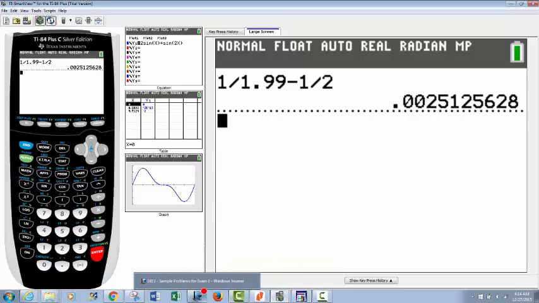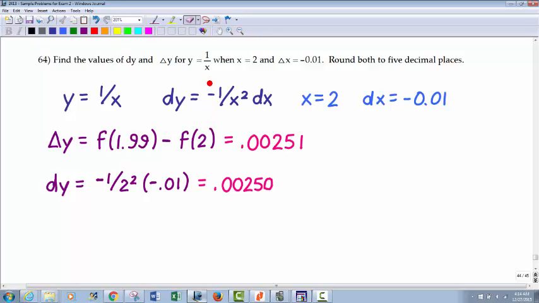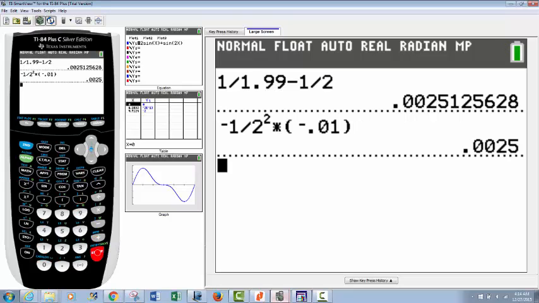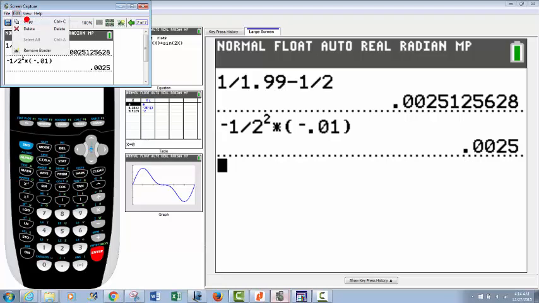Now for the other one. It's negative 1 over x squared times dx, where dx is negative 0.01. So you have negative 1, x is 2, so negative 1 over 2 squared, times negative 0.01. So let's do that.